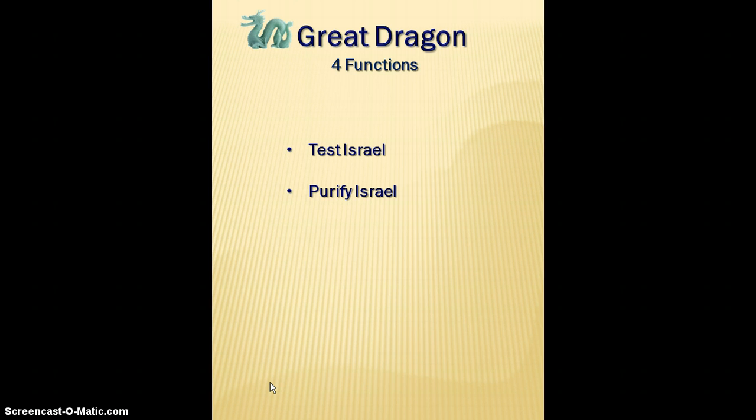The second function of the dragon is to purify Israel, to remove whatever it is that is keeping them from loving each other. This has been symbolized by the great iron furnace, where metals are thrown in and melted and smelted, and the dross comes up to the top and is able to be scraped off.